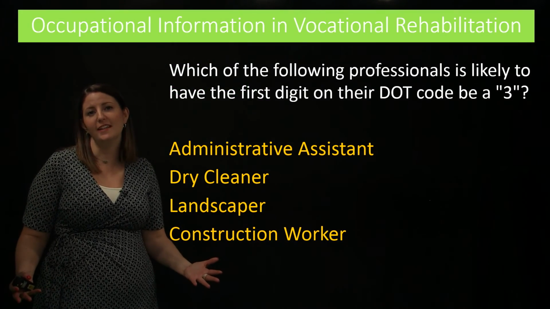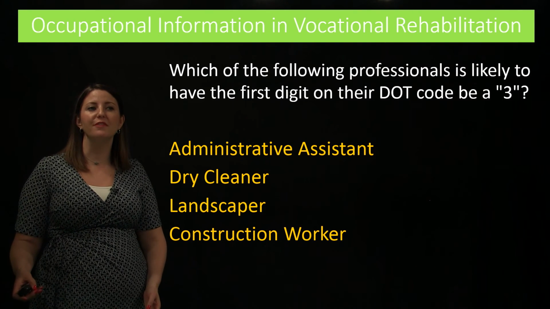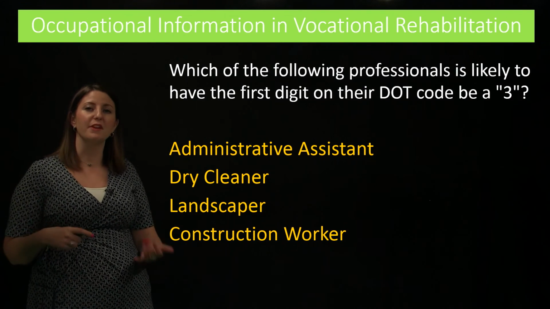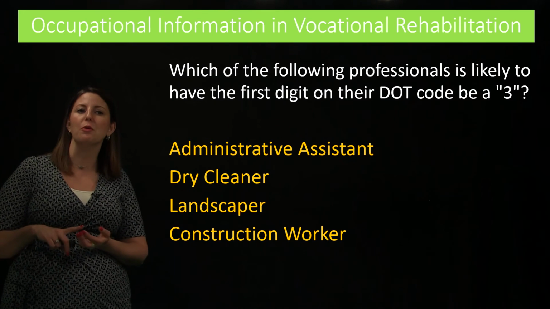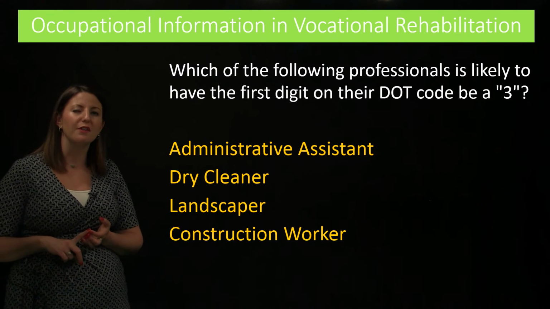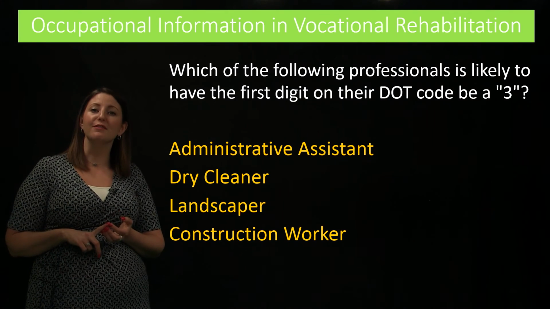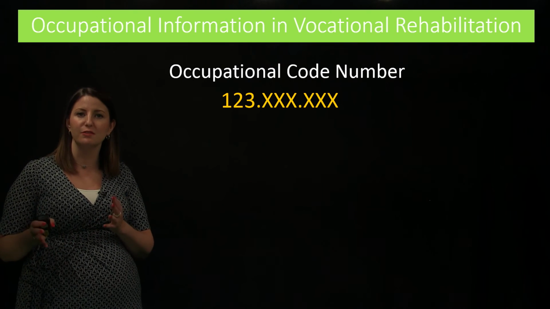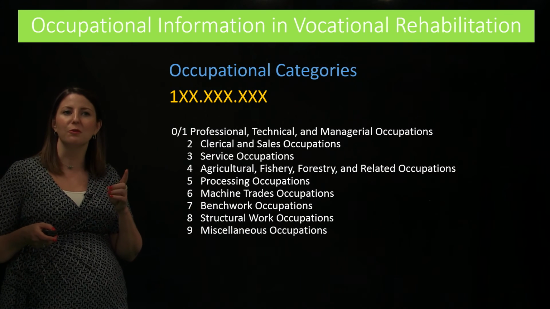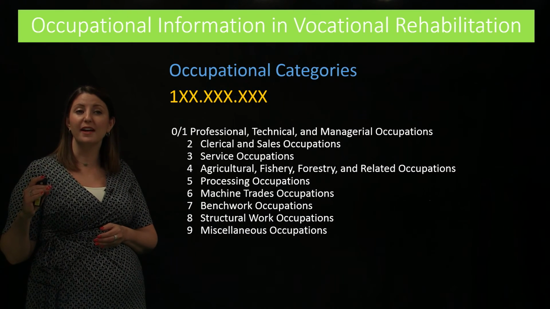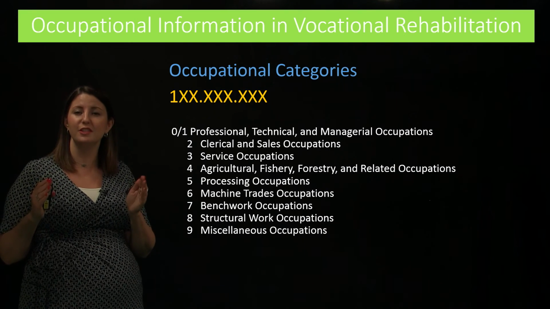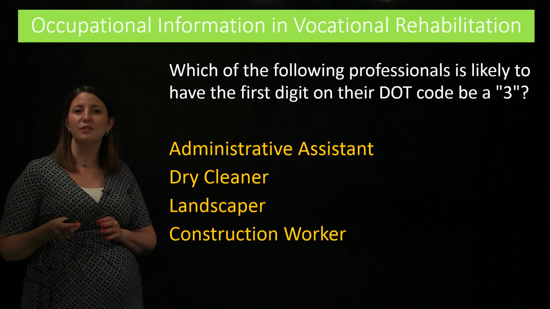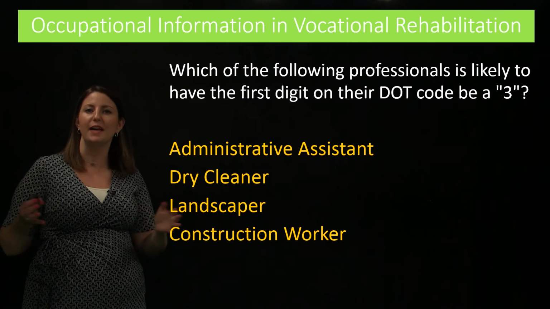So for practice sake, I'd like to ask each of you, which of the following professionals do you think is most likely to have the first digit of their DOT code be a 3? We have an administrative assistant, a dry cleaner, a landscaper, or a construction worker. If you remember, that first digit is meaningful. It means something specifically. So let's go back to looking at the occupational category, the first 3 digits. In that specific occupational category, the first digit being a 3 is service occupations. So which one of these jobs is more likely to fall under the service occupational field?